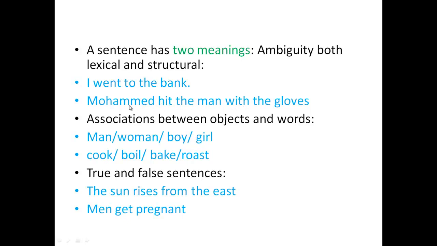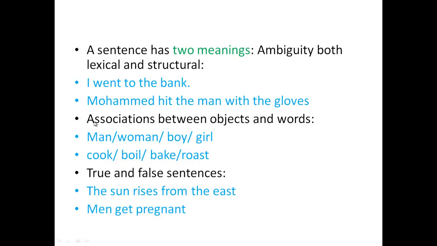So here, the first interpretation: Muhammad hit the man with the gloves, which means he used the gloves to hit the man. But the second interpretation: Muhammad hit the man with the gloves. Which man? That man with the gloves. So Muhammad hit which man? The man with the gloves. So look here, we have two interpretations depending on how we structure this sentence.